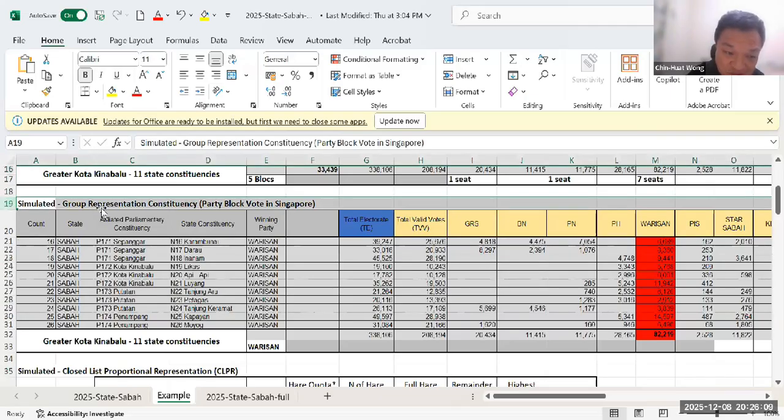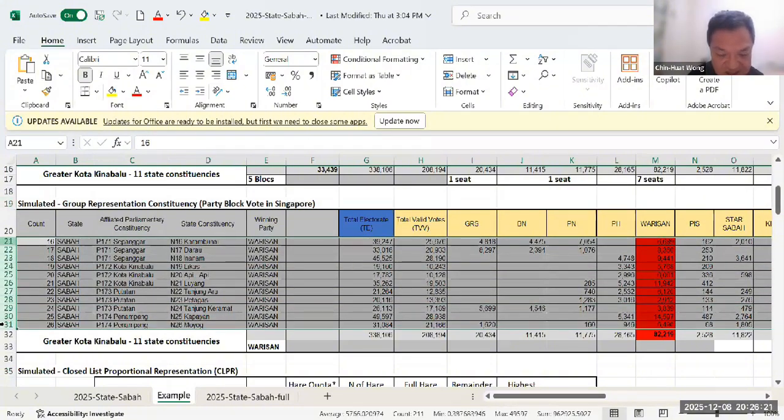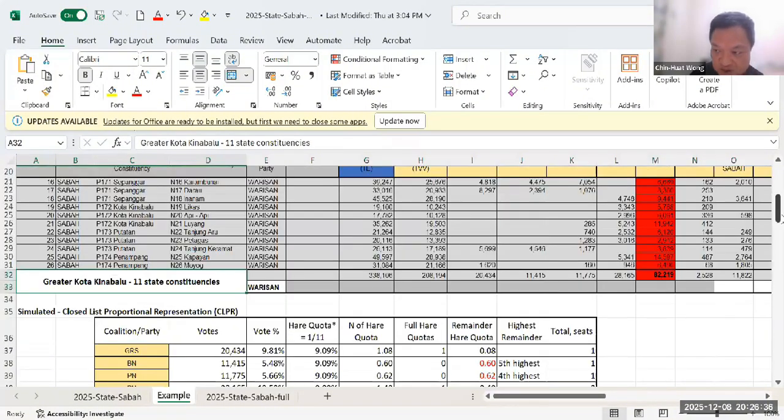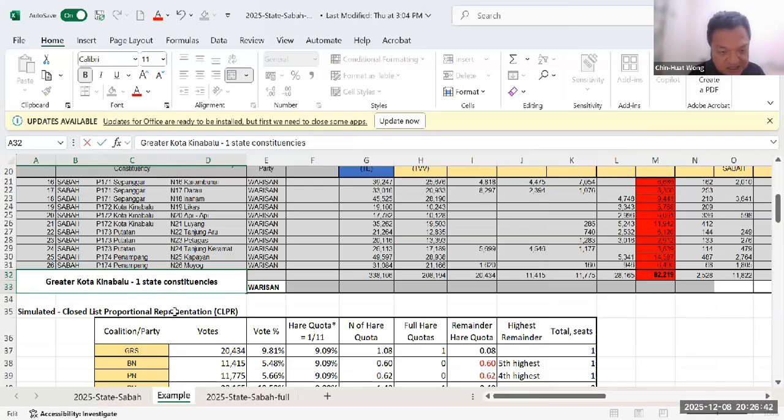Now we are doing a simulation, assuming that the whole of Sabah becomes a group representation constituency, the Singapore style, right? So what I do is add all of them together. But you remember now that this is no longer 11 constituencies. It is actually one constituency with 11 ADUN. I should have made it clearer. So I'll change it here for you: one state constituency with 11 representatives. Is it clear?